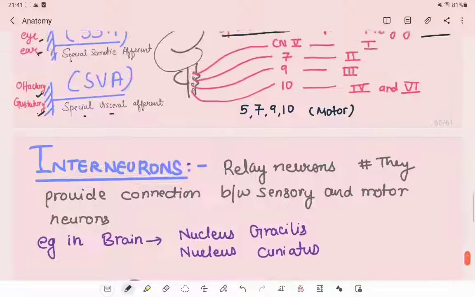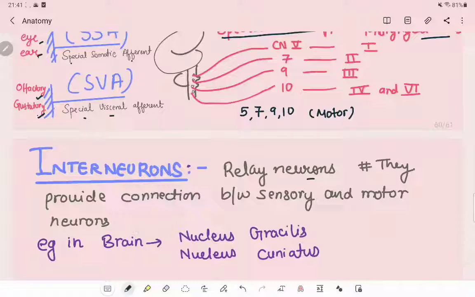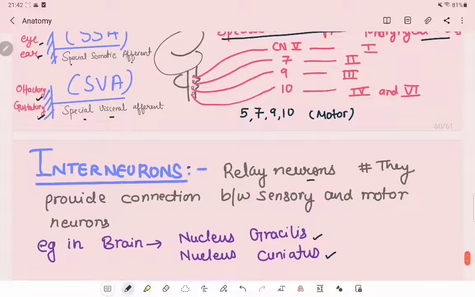Alright, and then the last category is the interneurons. The interneurons are also called relay neurons, and they provide connection between the sensory and motor neurons. Some examples of interneurons located in the brain are nucleus gracilis and nucleus cuneatus. So in the next part, we will see the resting membrane potential. Thanks.